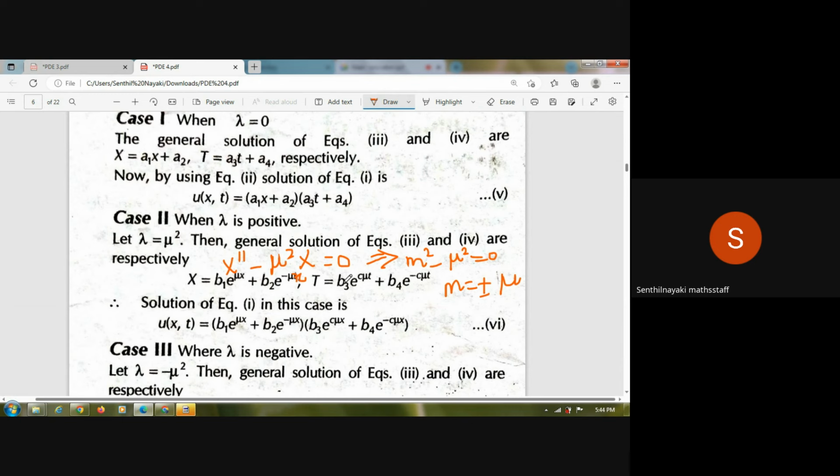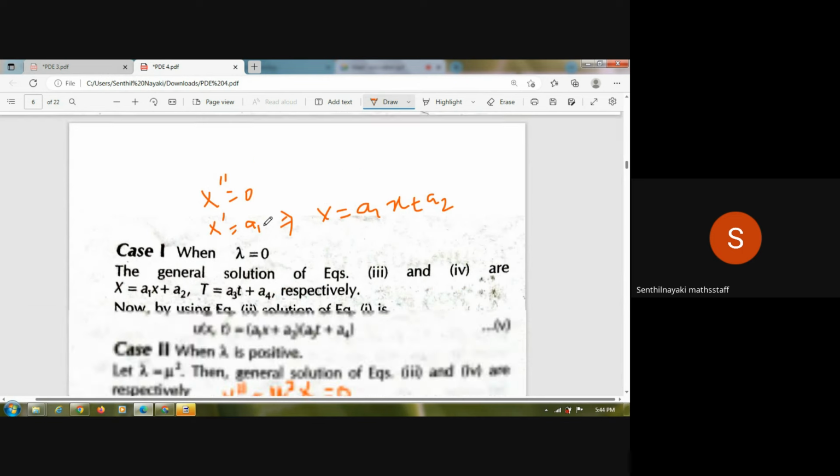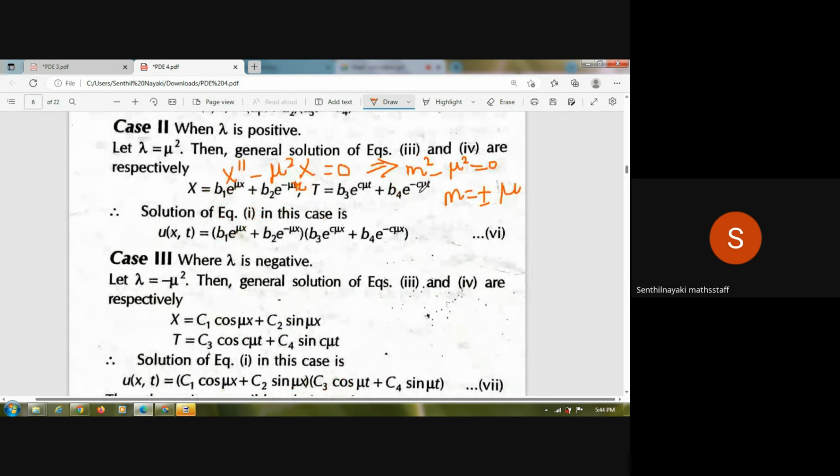Similarly, solving the second equation, T double dash minus lambda c square into T, we get c mu and minus c mu as the two solutions. Then T can be written as b3 e power c mu t plus b4 e power minus c mu t. So there are two solutions. Substituting in equation 2, we get u of x comma t equal to X into T. Therefore this type of solution we get.